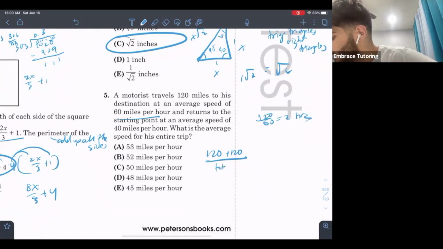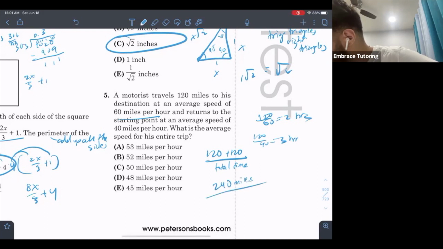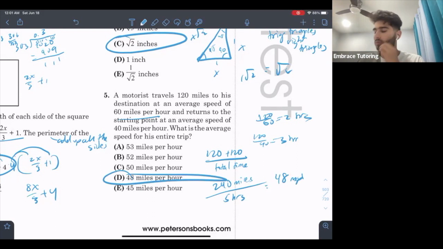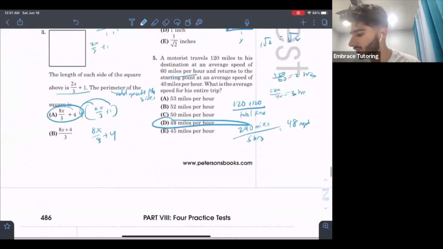You have to find the total time. And then drives 120 divided by 40, 3 hours. So you get 240 miles for 5 hours, which is 48 mph, which is choice D. You have to do total miles over total time. So you find the times for each way, to and back, and then add the times and find the miles per hour.